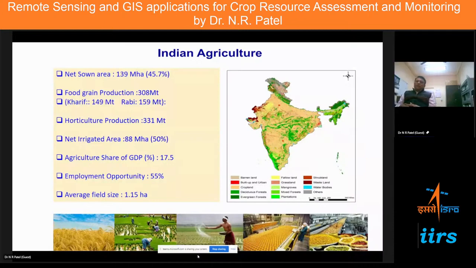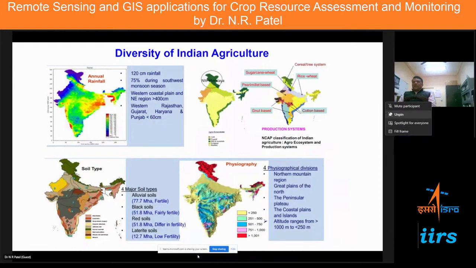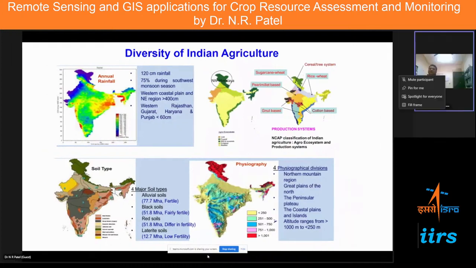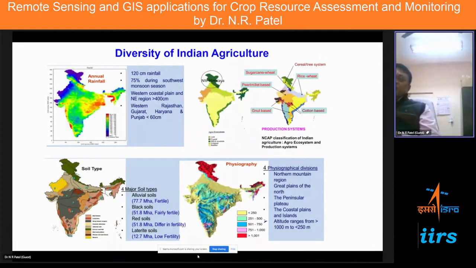But the basic problem in Indian agriculture with respect to monitoring of resources is mainly the small field size. Small field size means less than around 1 hectare. Now, why is Indian agriculture challenging? Because there is a large diversity of resources, or large diversity in terms of geographical setting with respect to climatic design, soil types and physiography, as well as cropping systems practiced.